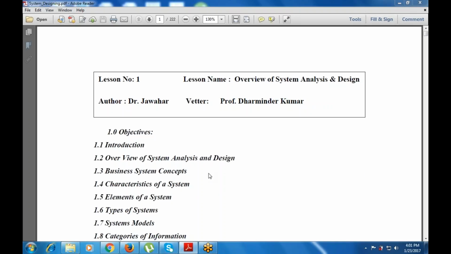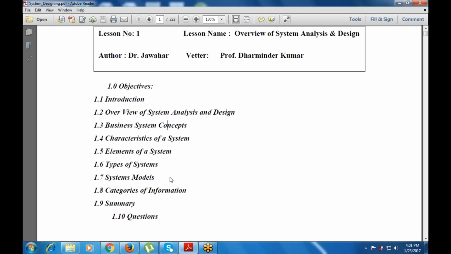So the first chapter is the overview of system analysis and design. That includes objectives, then overview of system analysis and design, then business system concepts. What are the various business system concepts that are used over here? Then characteristics of a system. What are the various characteristics of a system? Then what are the elements? Element in the sense, what are the various parts of a system, for the system characteristics.